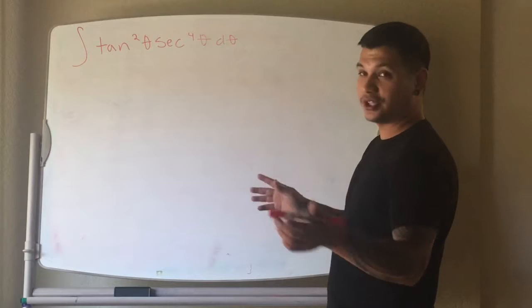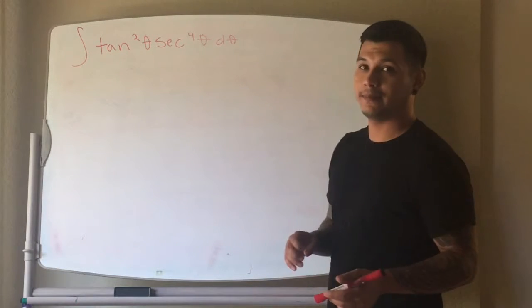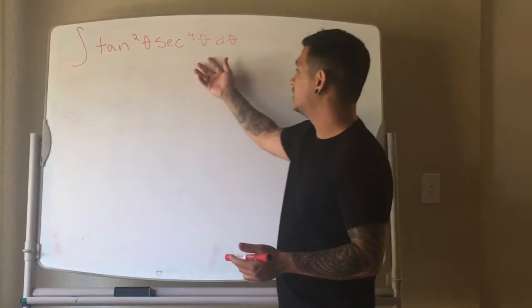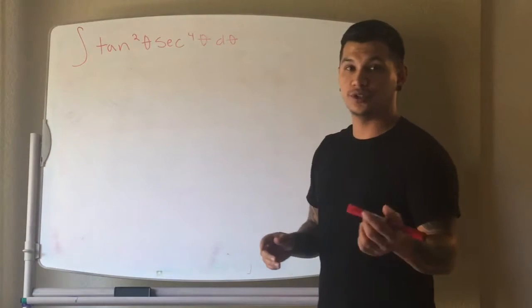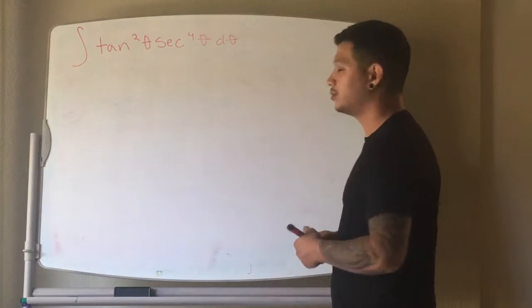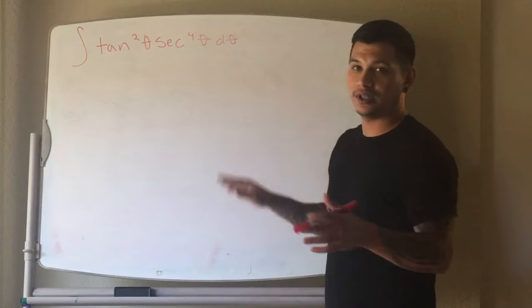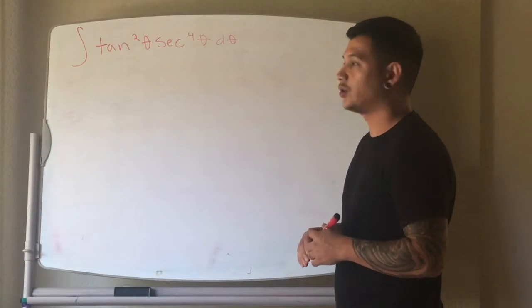Now there's a couple things you could do. I'm going to do it one way and maybe I'll do it another way, but for me, when I see this, I think of U-Substitution. So we're going to U-Substitute, and we're also going to use a couple of trigonometric identities to manipulate this integral so that we can solve it.